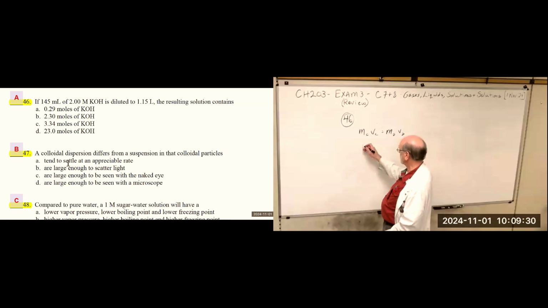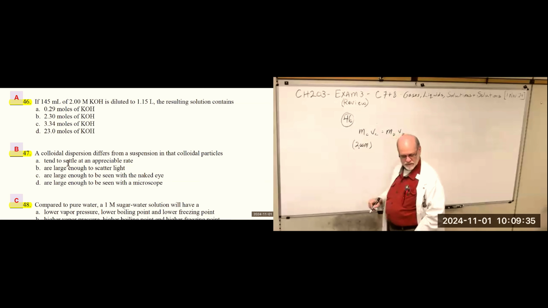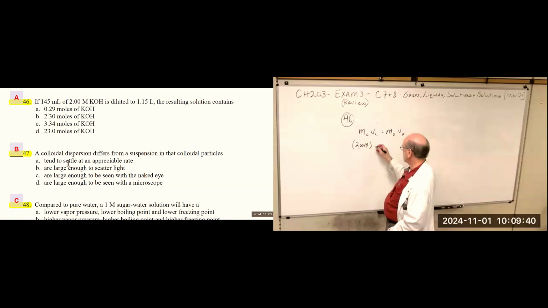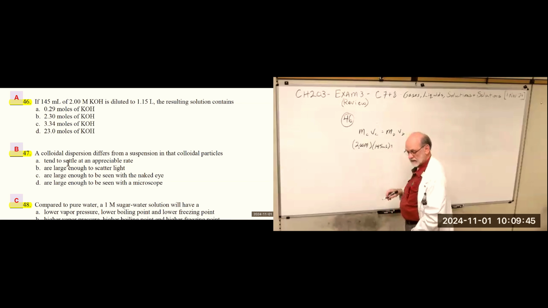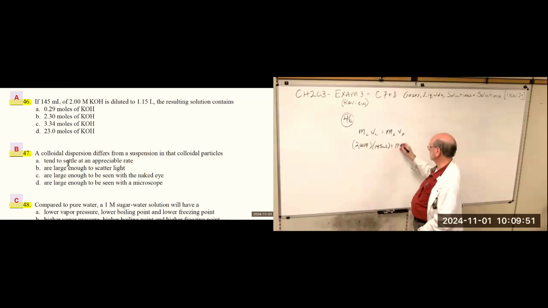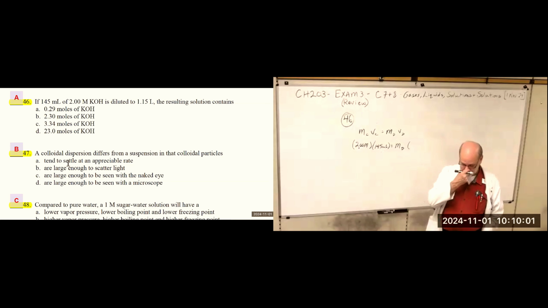So what's the molarity of the concentrated one? 2 molar. What's the volume? 145 milliliters. What's the molarity of the dilute? We don't know. That's unknown. And the volume of the dilute is 1.15 liters. But we use milliliters here. So how many milliliters is 1.15 liters?